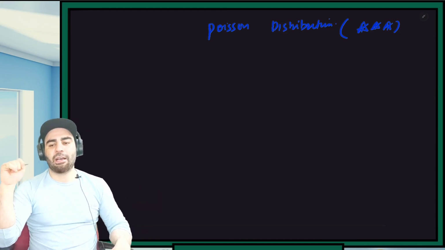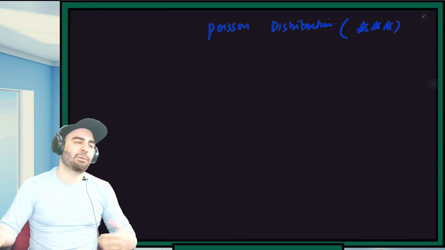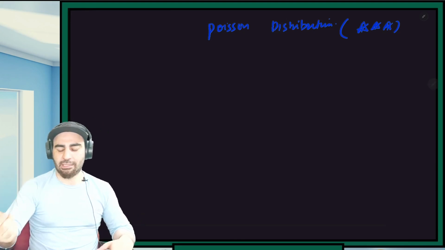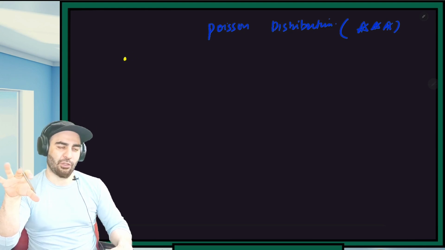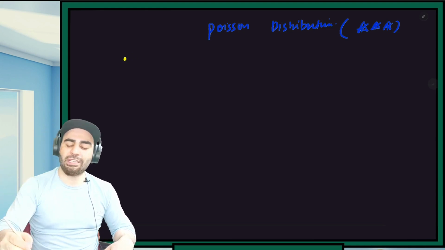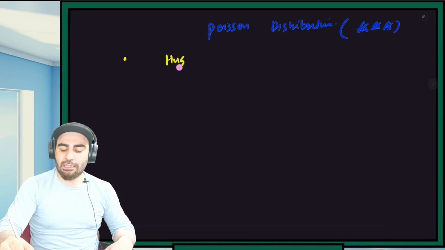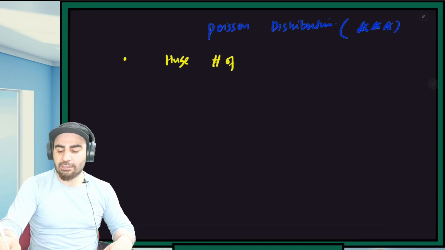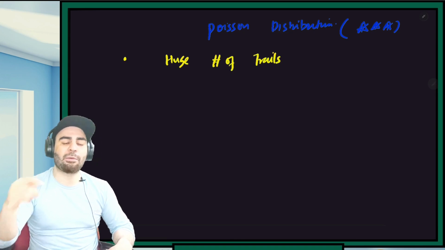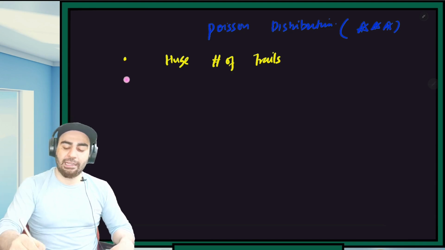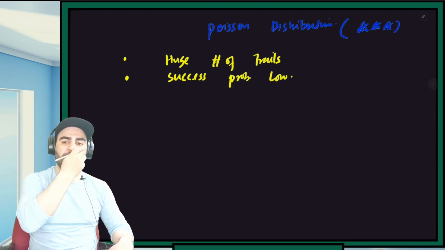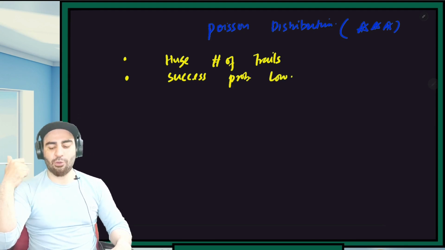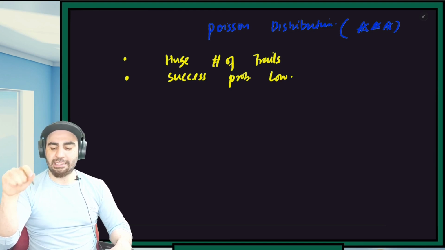So here, again you have to model success and failure. Now, why does this Poisson distribution come into the picture? You will see it if there are a huge number of trials. The number of trials you perform is very high and the success probability is very low. That is why you use this Poisson distribution.